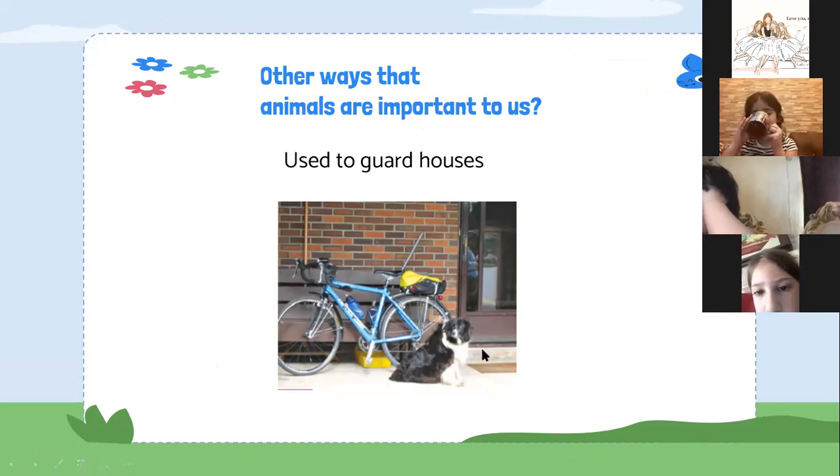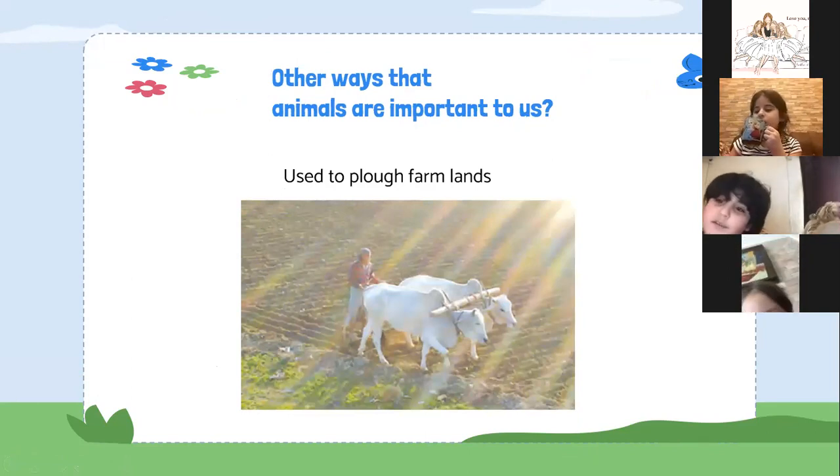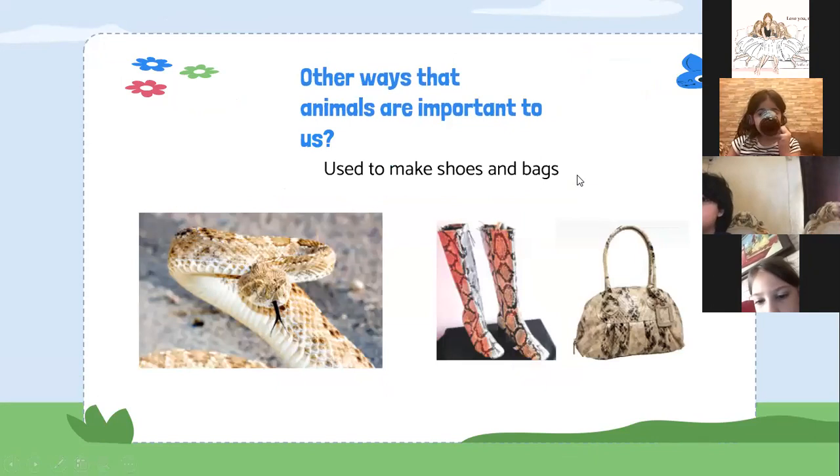Like here, what can you see here? You can see a dog. We use the dog to guard houses. For example, here, what can you see here? You can see an ox, right? Here, we can use the ox to plow farm lands. They help and they're much easier. Here we can see snake.